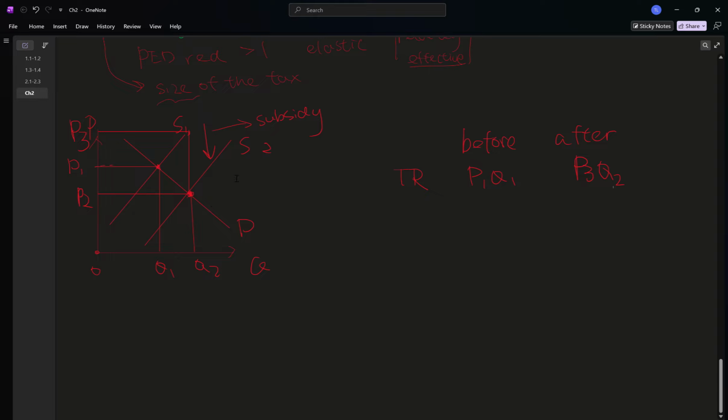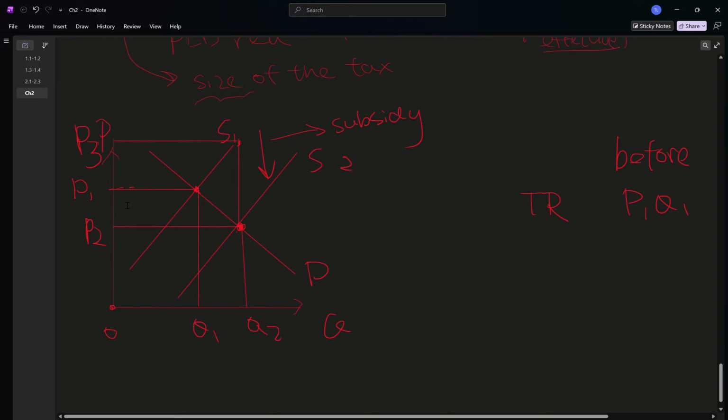How come the producer receives a lower price after the subsidy? It doesn't make sense, because a part of the subsidy is given to the producer. The producer also takes benefits from it, so the subsidy makes the price even higher. It goes to P3. And the total revenue is P3 to Q2.